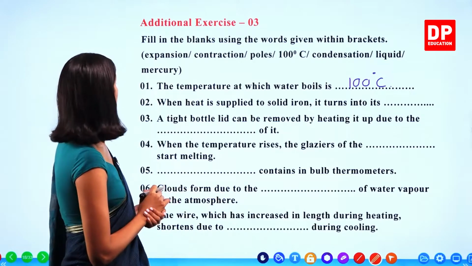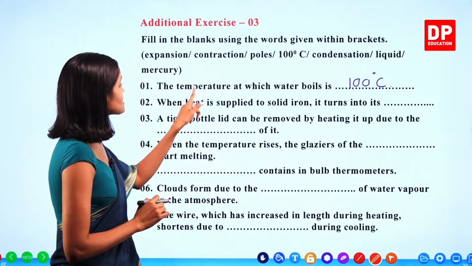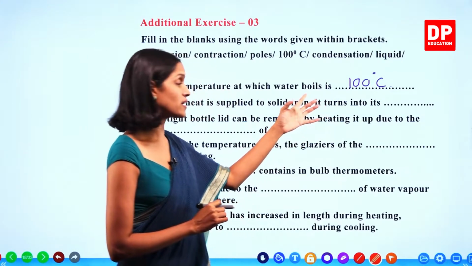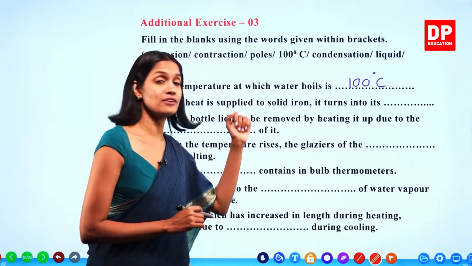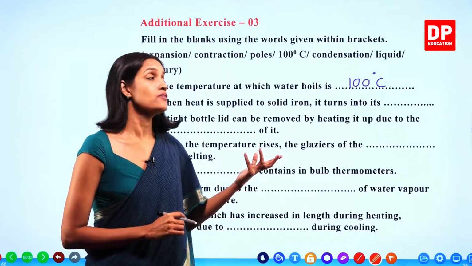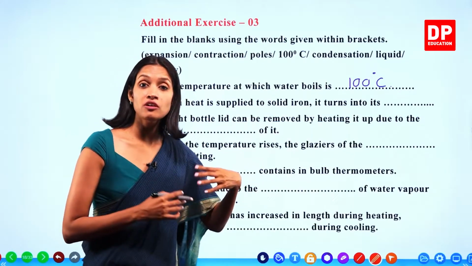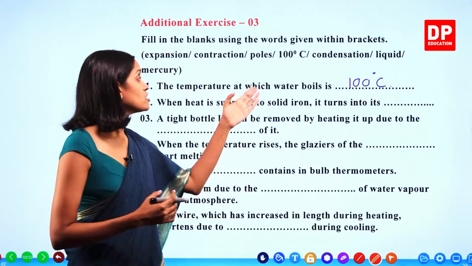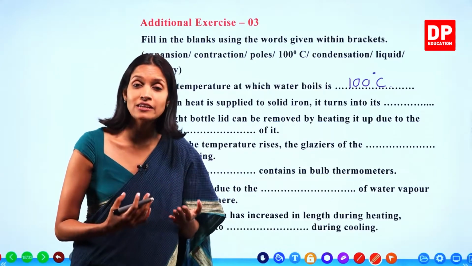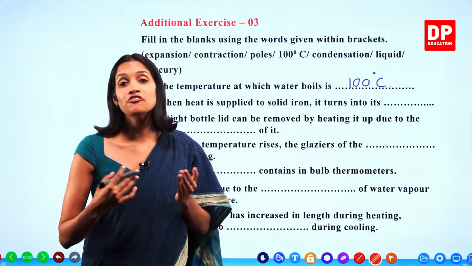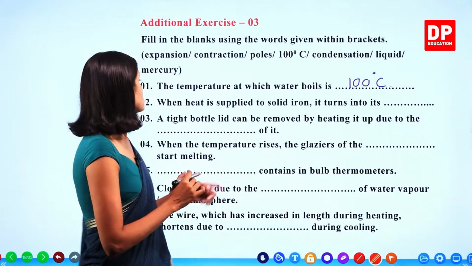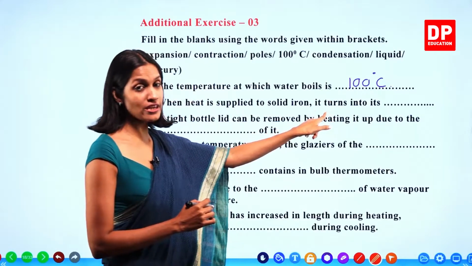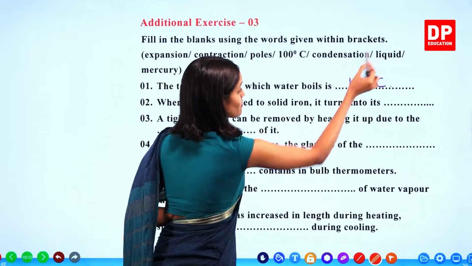Okay? Number 2. When heat is supplied to solid iron, it turns into its. What happens? When the solid iron is a type of metal, right? So when you heat it for a long period of time, what happens? It turns to its liquid. Because you all know when we supply heat, the change of state of matter takes place. So when heat is applied to solid iron, it turns into its, what is the answer? Liquid.